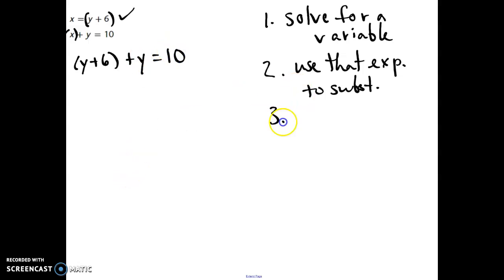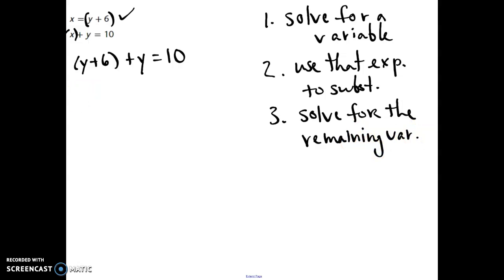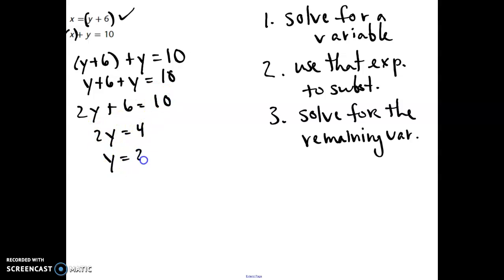Okay. I'm going to solve for the remaining variable. In this case, the remaining variable is y. It's the only one left in my equation, so I can go ahead and solve for it. Y plus 6 plus y equals 10. 2y plus 6 equals 10. 2y equals 4. Y equals 2. So I've solved for my y value.